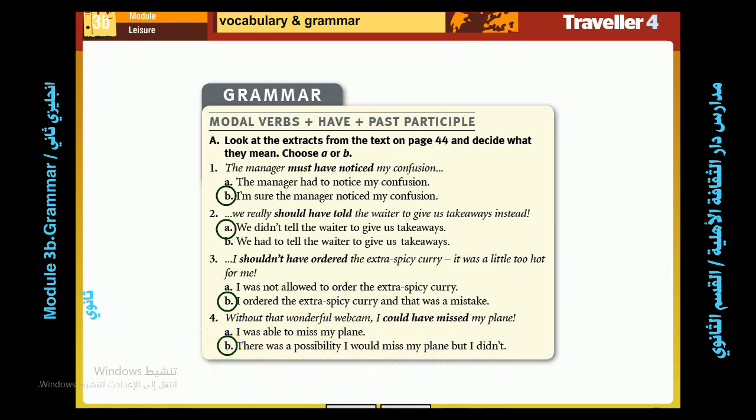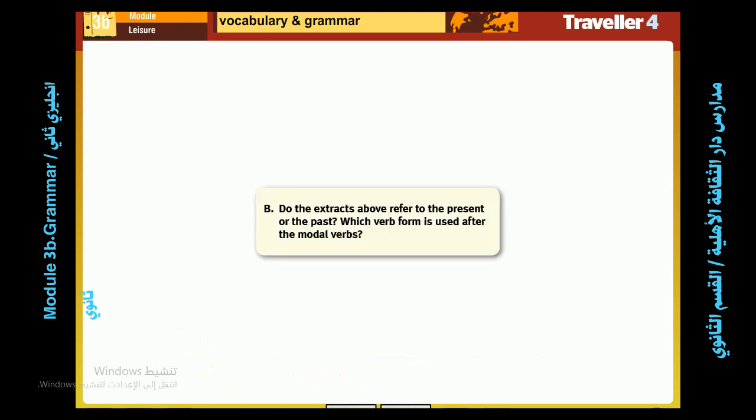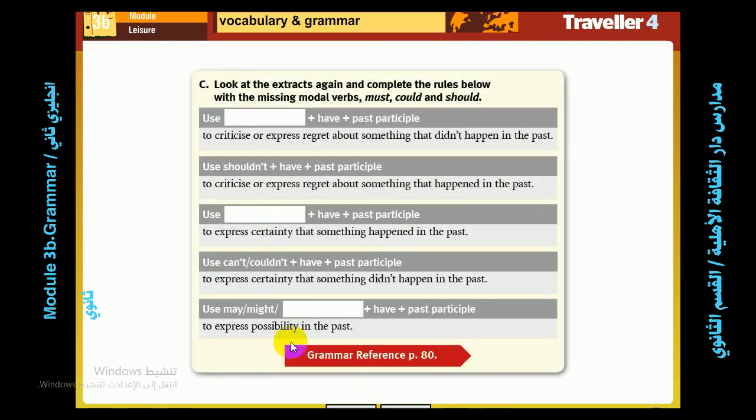Now let's move to B. Do the extracts above refer to the present or to the past? Of course, to the past. Which verb form is used after the modal verb? After the modal verb, we use have plus V3. Now let's move to exercise C.